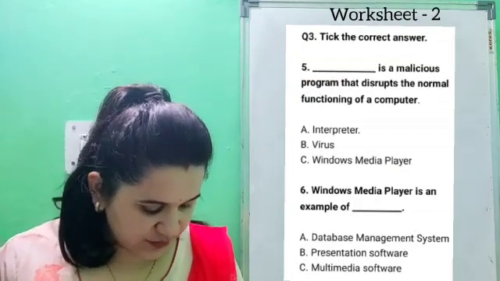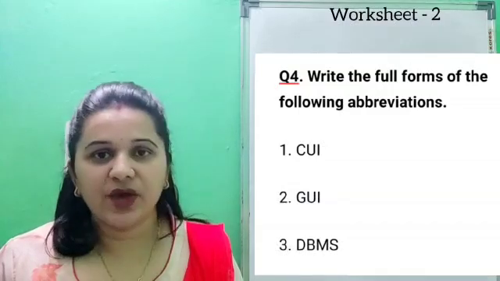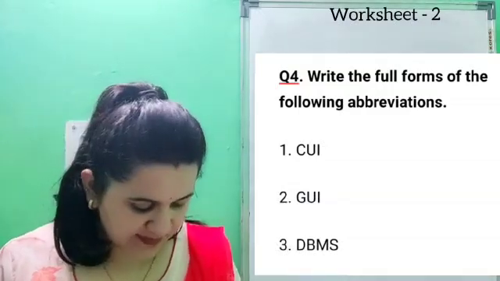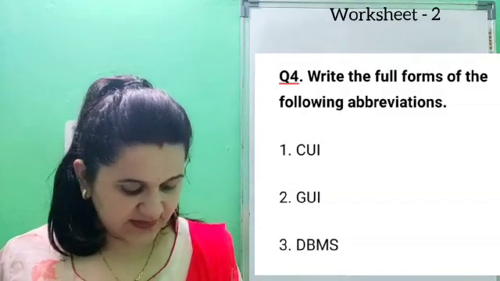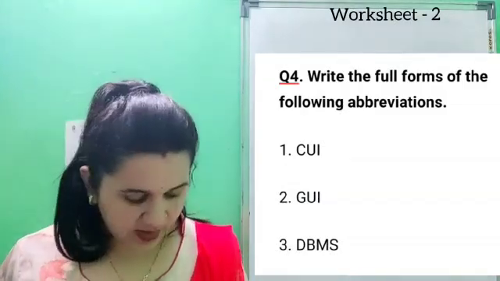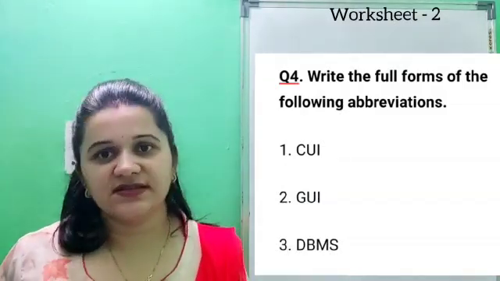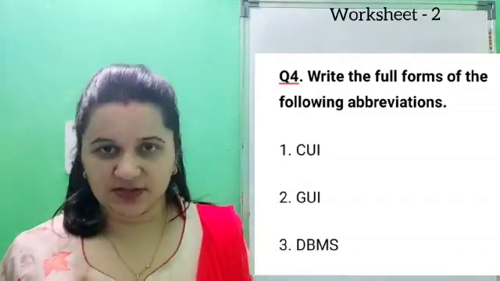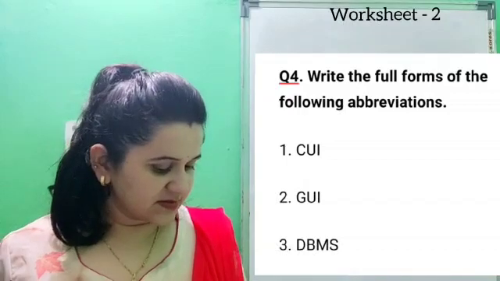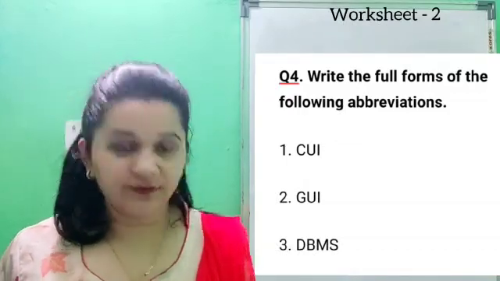Now here comes our last question. Write full forms. Okay, first one is CUI, second one is GUI, and the third one is DBMS. You have to write down the full form of these three abbreviations. Okay, children, so this is now enough for this worksheet.